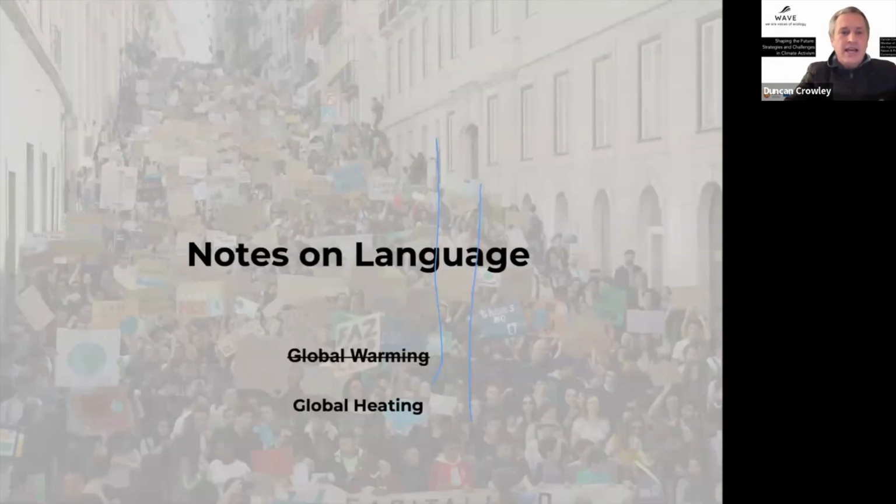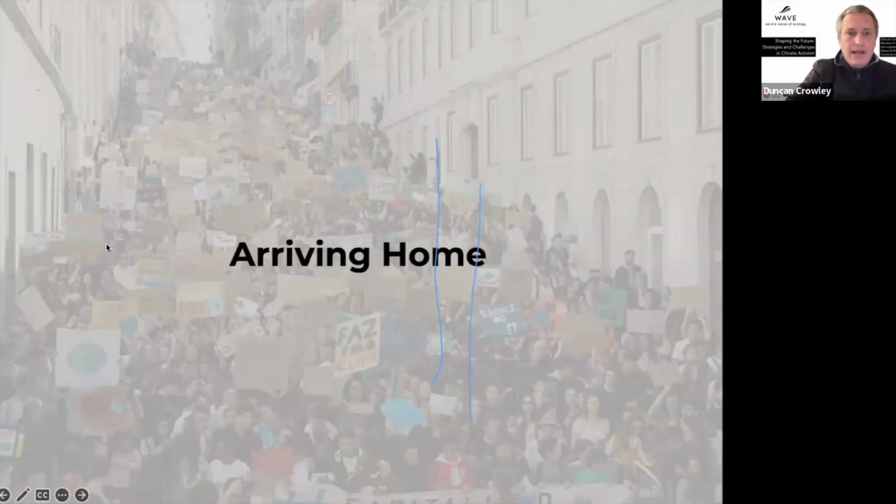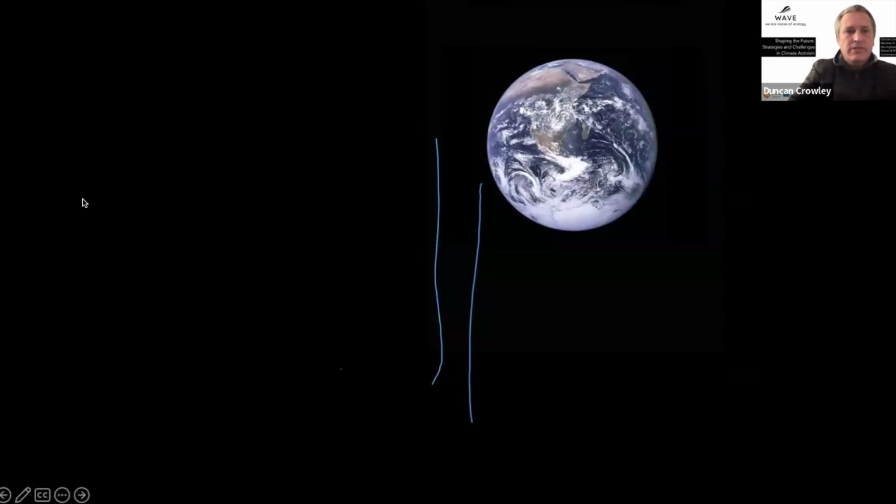So a few notes on language. In the climate world and the science world, we don't say global warming, we say global heating. And climate change feels too light and gentle. Really, we need to use language that is appropriate for the conditions that we're living in, which are climate crisis, climate emergency, or climate breakdown. So, arriving home. This is our home. This is our strange little place we inhabit together.